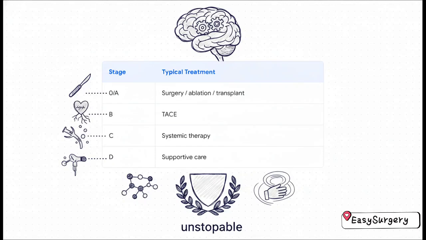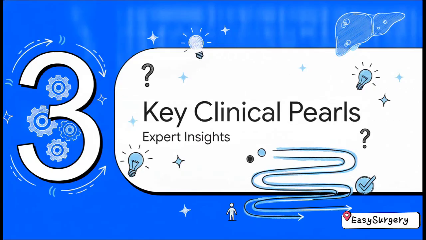Notice how it neatly links our early stages, 0 and A, to curative intent: surgery, ablation, or transplant. Then stage B locks directly onto TACE. Stage C locks onto systemic therapy, and stage D equals supportive and palliative care. If you can just burn this treatment matrix into your mind's eye during your exam, you are going to be unstoppable. All right, on to section 3, key clinical pearls.